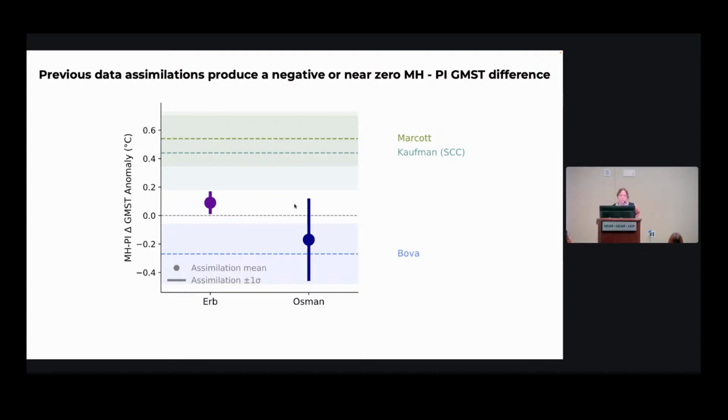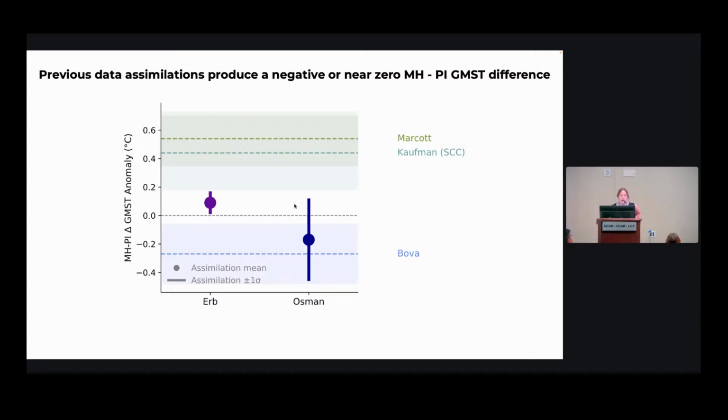And we have Erb et al. from 2022, which shows about 0.1 degrees warmer mid-Holocene than pre-industrial, and Osmond et al. 2021, which shows a mid-Holocene that's about 0.2 degrees colder than the pre-industrial. Both of these don't approach the warmth reconstructed by our two major proxy compilations from Marcott and Kaufman, which you can see up there. They're hovering around a half degree warmer mid-Holocene than pre-industrial.